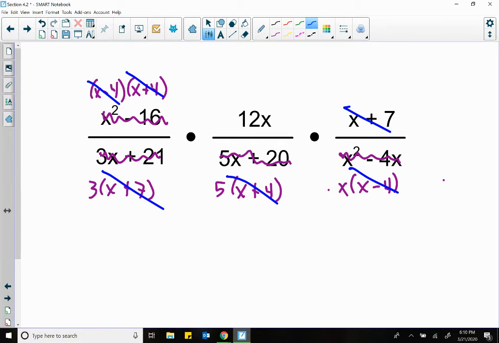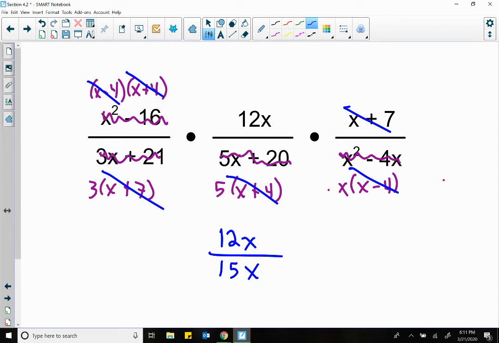Because if we write down what's left, what do we have left up here in the top? We have a 12x. What do we have left down here in the bottom? Well, I've got a 3, a 5, and an x. And all that gets multiplied together, because remember, when you multiply fractions, you just multiply straight across. So what's 3 times 5? That's 15 times x, 15x.